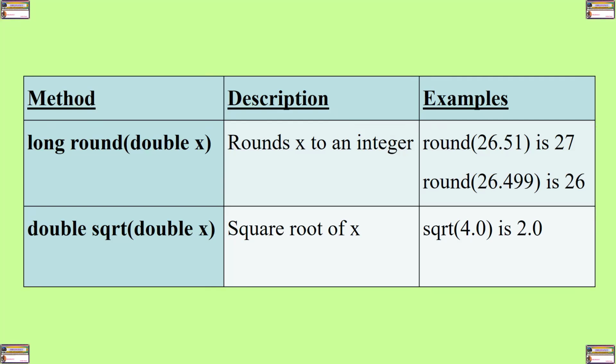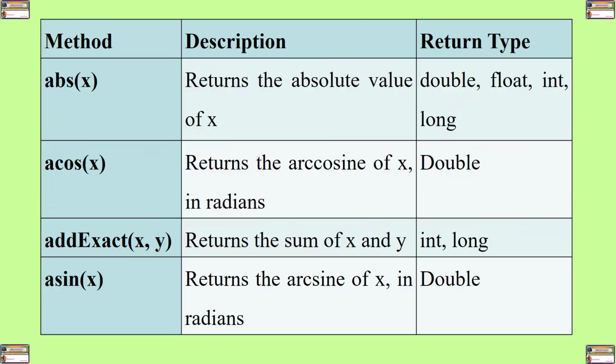We can also use the method called square root. Square root is used to compute square roots of a number. So if, for example, you pass to it a value like 4.0, which is of type double, it will generate a square root of 2.0. Another method is absolute. It returns the absolute value of a variable. And the absolute method can return values of type double, type float, type integer, or type long.